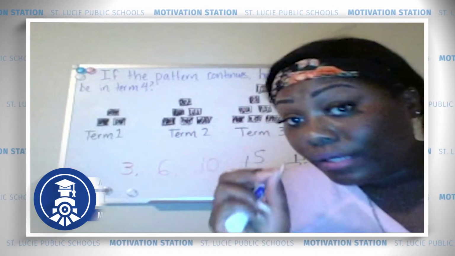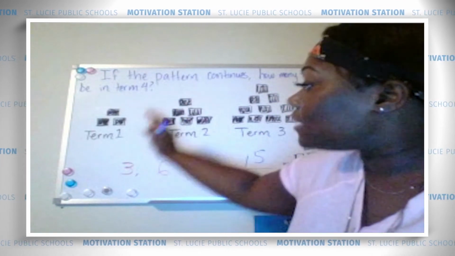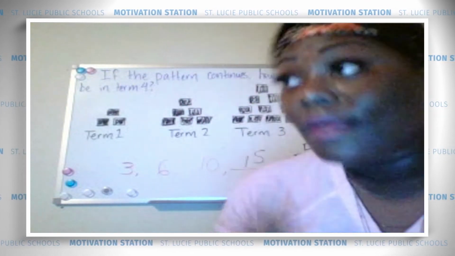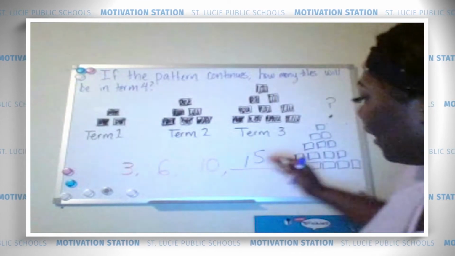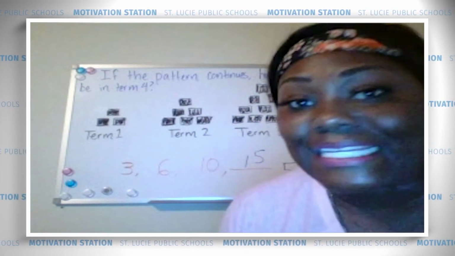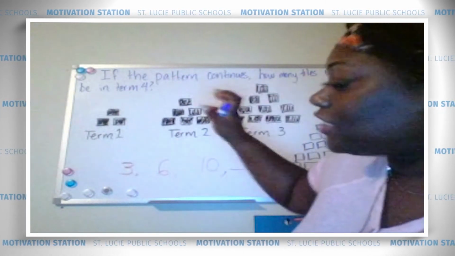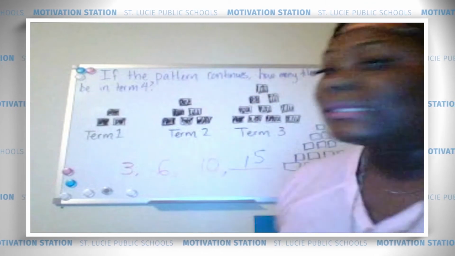We figured out that each bottom row has one more than the term before it. So I bet you if I was going to do a term 5, it would have 6 in the bottom row. We also figured out that each figure builds up like a pyramid.